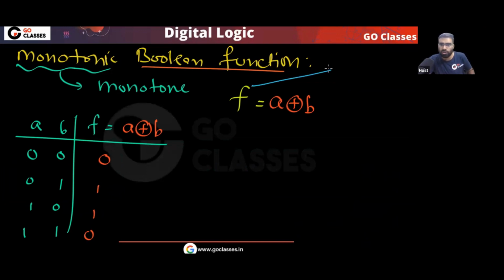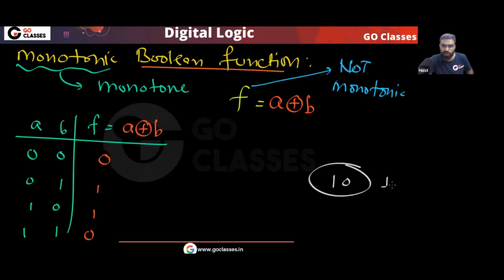Again, this is not monotonic. Why is this not monotonic? Notice for this input combination, the value is 1. If I increase this by changing a single input from 0 to 1, then the function value is actually decreasing.